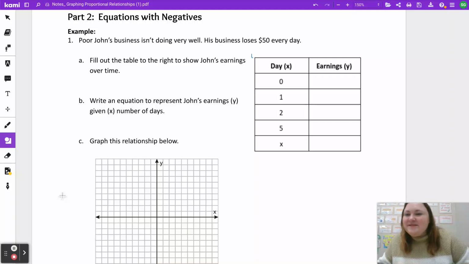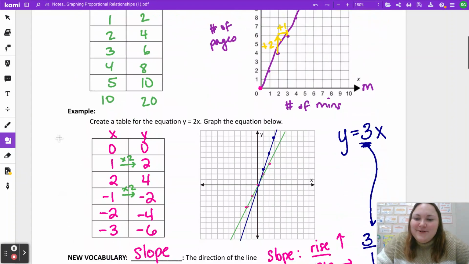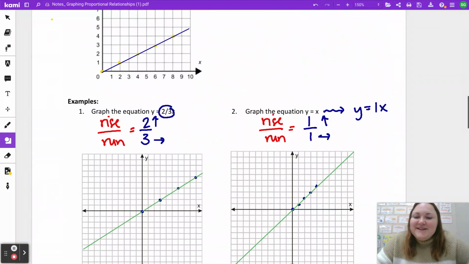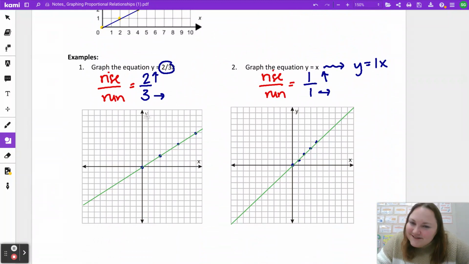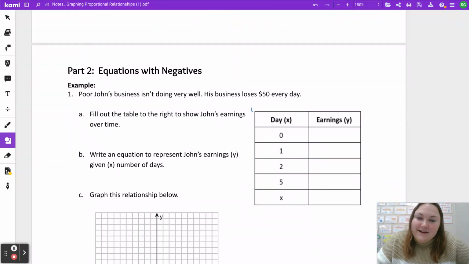Hello, pre-algebra students. This is part 2 of our lesson on graphing proportional relationships. In part 1, you learned how to graph equations like this, where there's a whole number for your slope. And we learned how to graph equations with fractions as our slope. In this last part, we're going to talk about what you do when you have negatives.